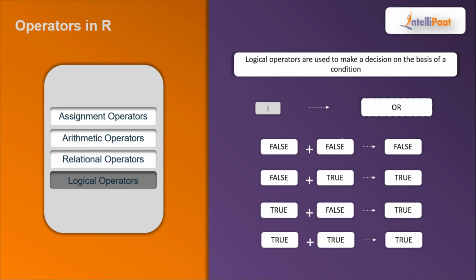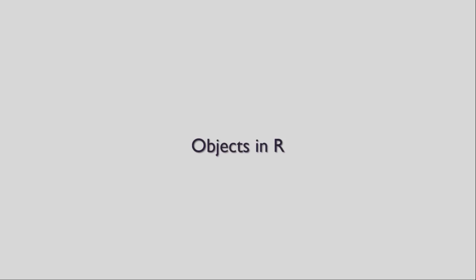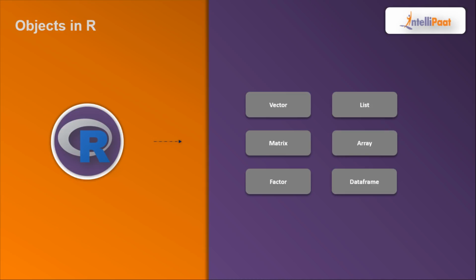Right, so these were some of the operators in R. Now let's go ahead and understand objects. Basically every data element in R is an object. As simple as that, guys. I'm reiterating it: every single data element is basically an object in R. And these are the 6 most basic used objects in R. We have a vector, matrix, factor, list, array, and a data frame.